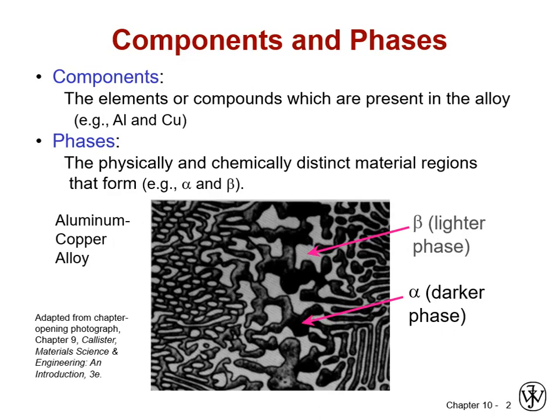If we have, say, a binary alloy, an aluminum-copper alloy, aluminum would be one component and copper would be another component. Now, when we mix these components together, sometimes they'll form a solid solution or a liquid solution, and sometimes they'll form multiple phases, each of which will be a solution with a different composition. We define a phase as a physically and chemically distinct material region. And I'll add, these have a boundary.